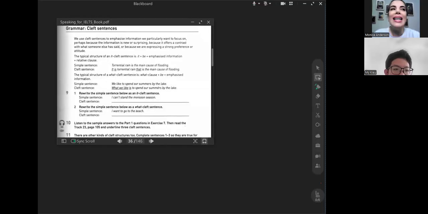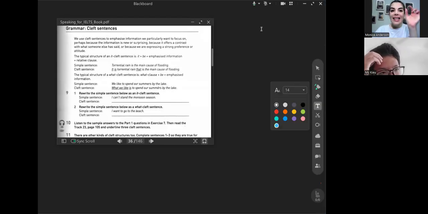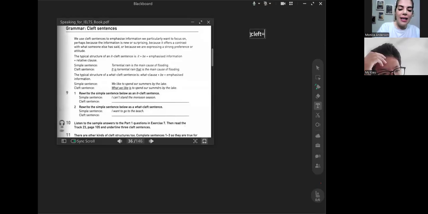Okay, let's see. A cleft sentence is a sentence that is split. We say split or cleft, split into two parts. Why? To emphasize something, some specific information. The word cleft means divided, split. So cleft means divided. Yeah?